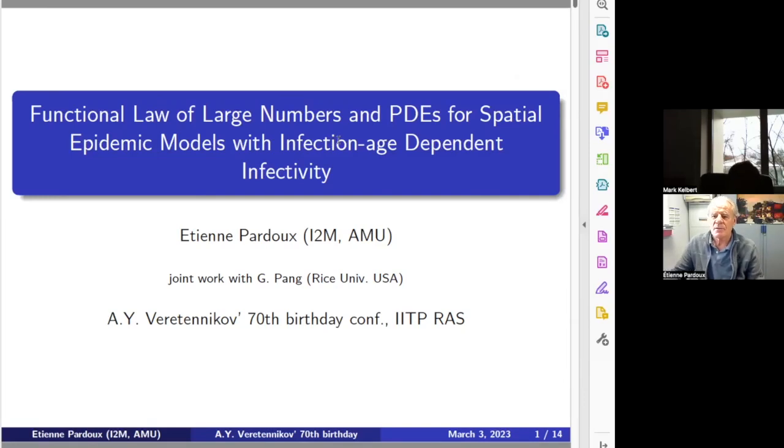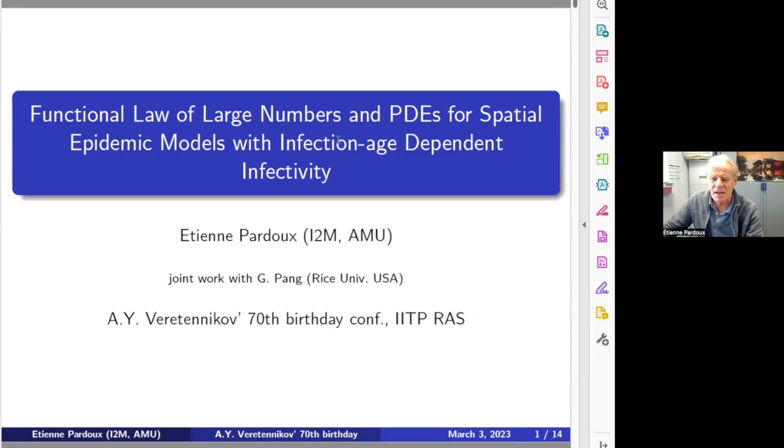Okay, so I'm very happy to speak in this conference in honor of Sasha Veretennikov. I have many very nice memories with him. We have written several papers together, and with him I had a very special experience: I'm an author of a paper which I could not read because it's written in Russian.